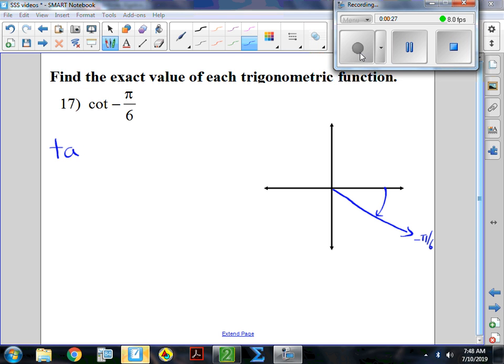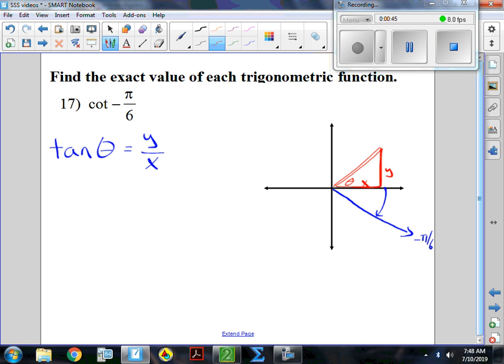So tangent theta, by definition, is equal to y over x. That's based on a right triangle in quadrant 1 with theta as my angle, x as the bottom of the triangle, y as the height of the triangle. So x is the base, y is the height, r is the hypotenuse. So using x, y, and r, which is always what we're going to use, tangent theta is equal to y over x.